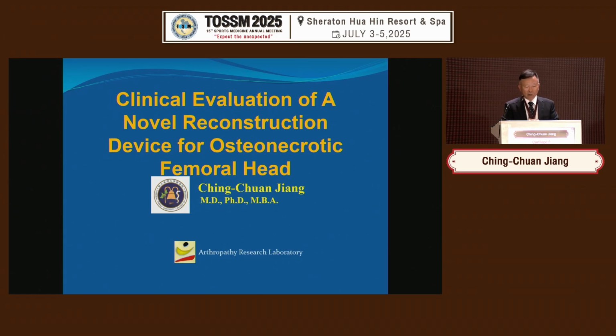So today my topic about the hip is a clinical trial I have done a few years ago at National Taiwan University Hospital. I think for the hip, avascular necrosis is far more common than cartilage injury. So in the treatment here, we take care of the avascular necrosis of the femoral head as well as the cartilage.